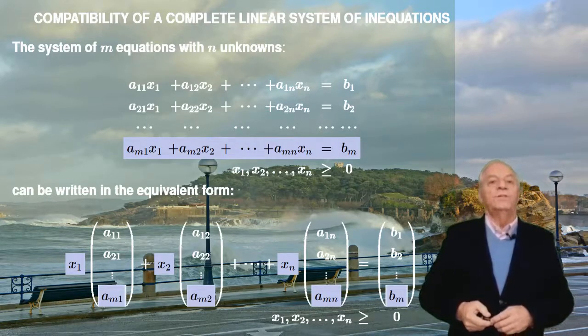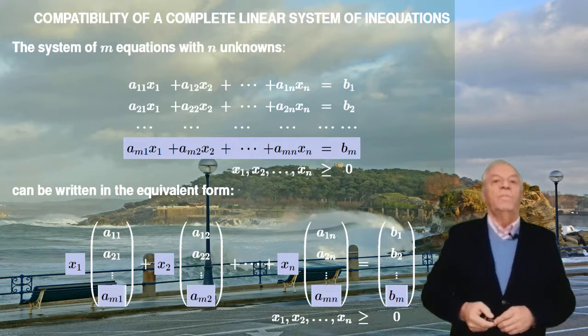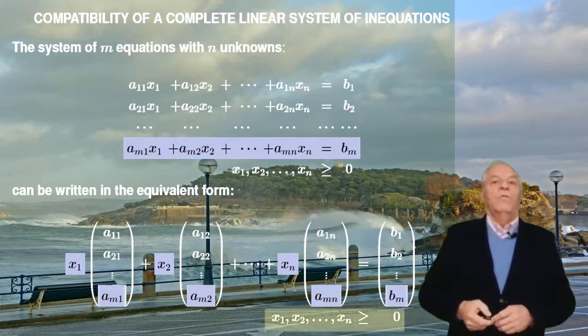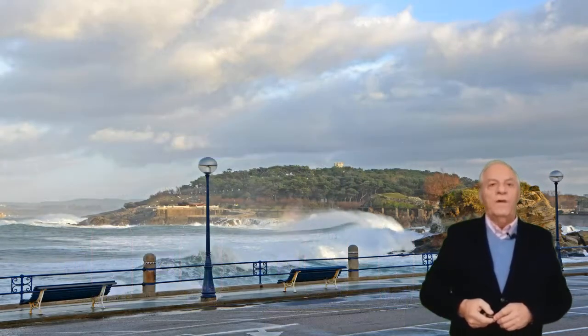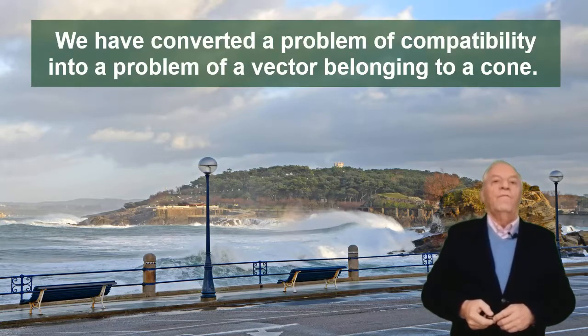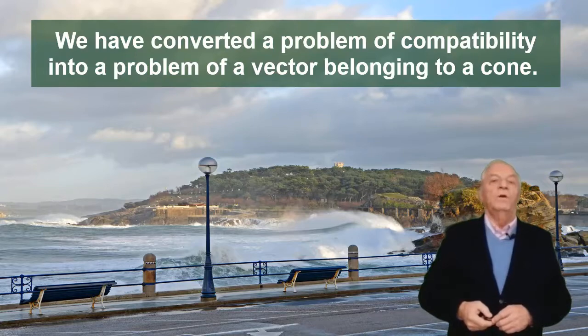Then, if the system has a solution, the vector v1, v2, vm belongs to the cone generated by the other vectors, because the conditions for x1, x2, xn of being greater or equal to 0 restrict the coefficients so that they cannot be any real but non-negative real numbers. Otherwise, the system is incompatible. Therefore, we have converted a problem of compatibility into a problem of a vector belonging to a cone.